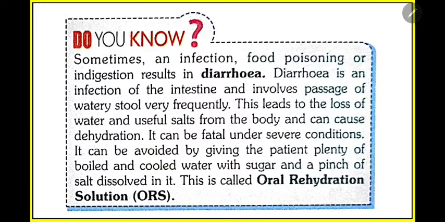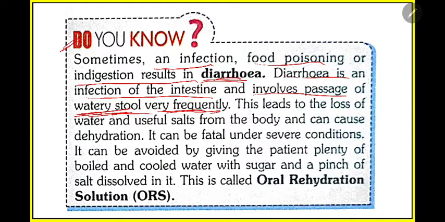Okay, now let us learn one interesting fact. We have all heard of the disease diarrhea. What is diarrhea? Infection, food poisoning, or indigestion results in it. Diarrhea is an infection of the intestine and involves passage of watery stool very frequently. So diarrhea is nothing but the infection of the intestine. When our intestine gets infected, it will result in the passing of watery stool very frequently.